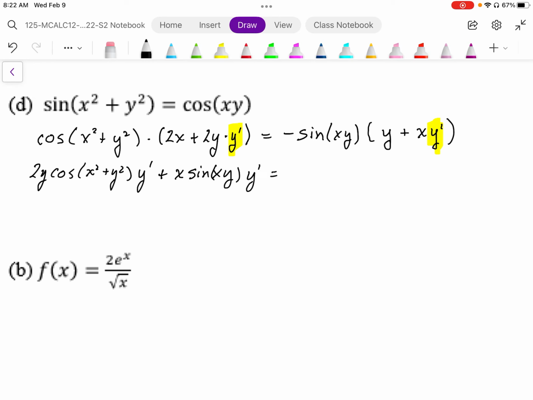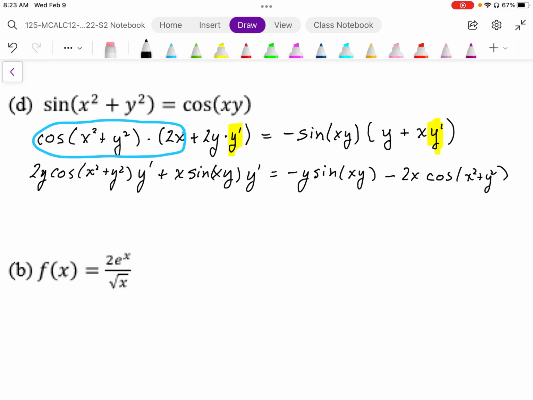Okay, so on the right hand side, I'm going to end up with this negative sine, I should put the y in front. I'm going to multiply out these brackets, and I'm going to end up with negative y sine xy. Okay, so that's when I multiply that together. And on the right hand side here, I have to account for this piece here. Okay, so I'm going to end up with minus 2x cosine of x squared plus y squared.